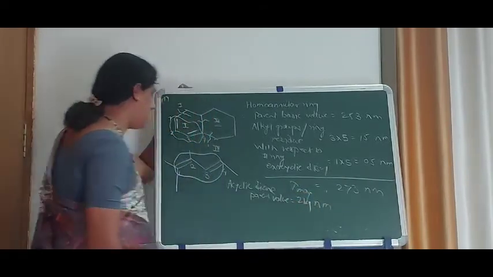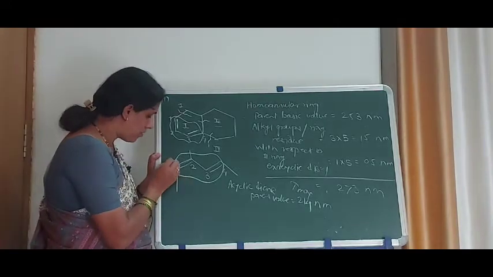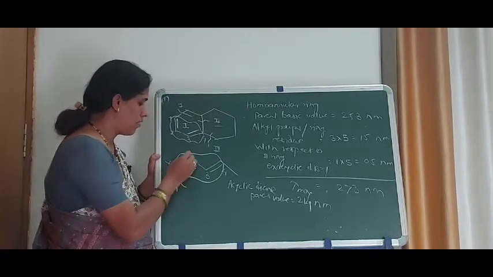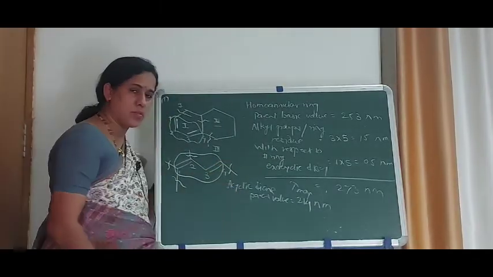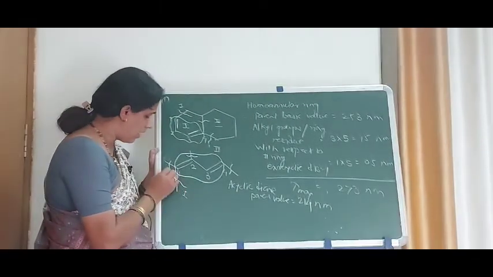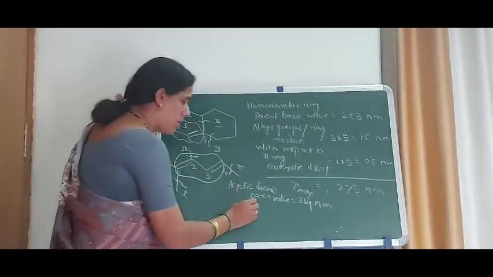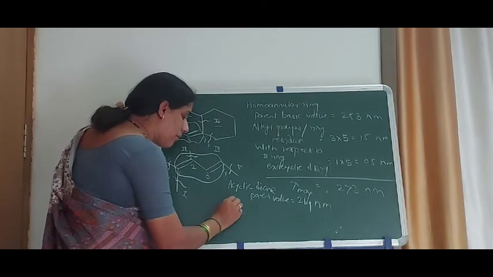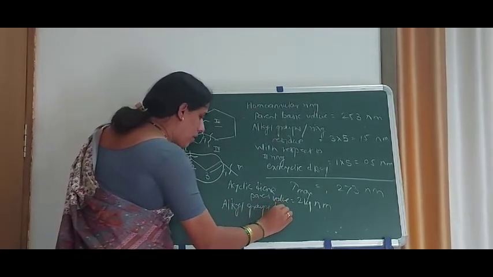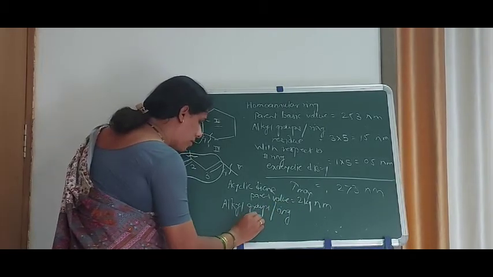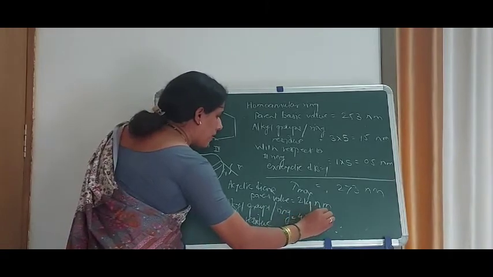Now we have to concentrate on the ring residue. On the fourth position, how many ring residues? 1, 2. For the second, how many ring residues? 3. For the fourth, how many residues? 4. This is 1, this is 2, this is 3, and this is 4. That is 4 ring residues or alkyl groups, equal to 4 into 5 is equal to 20 nanometer.